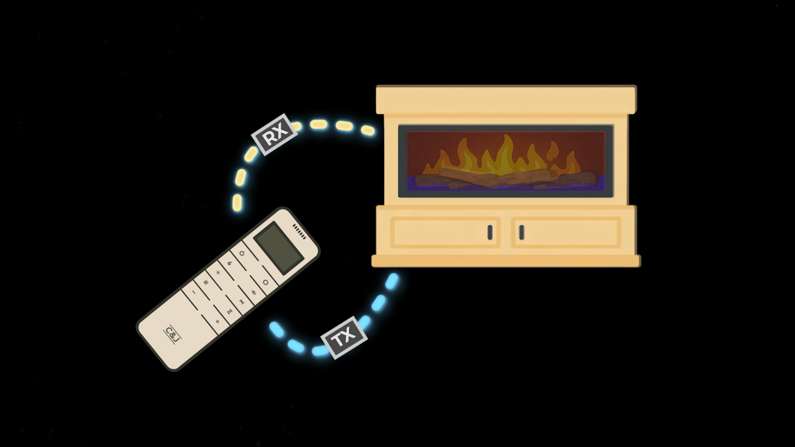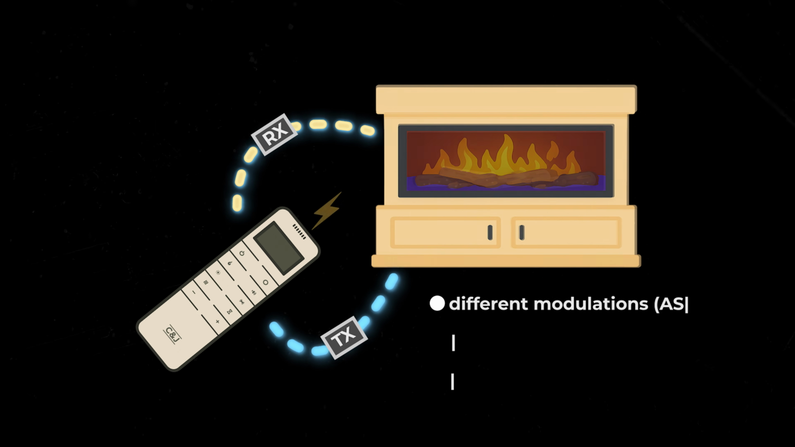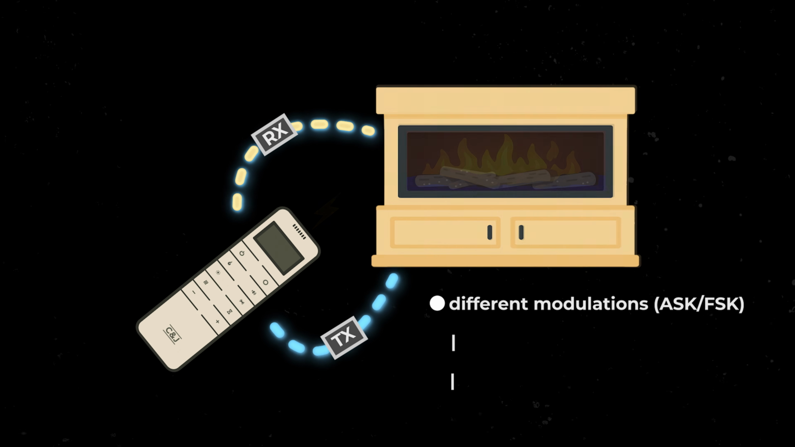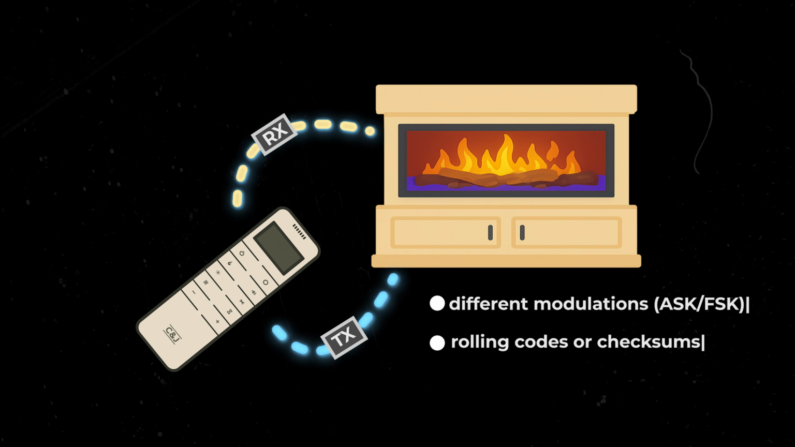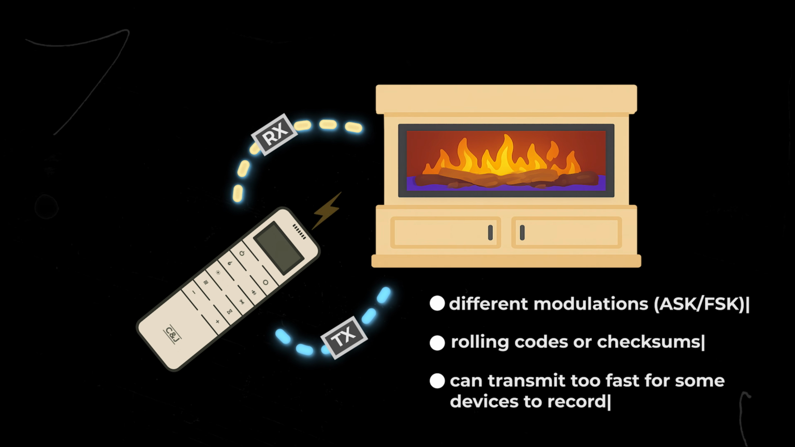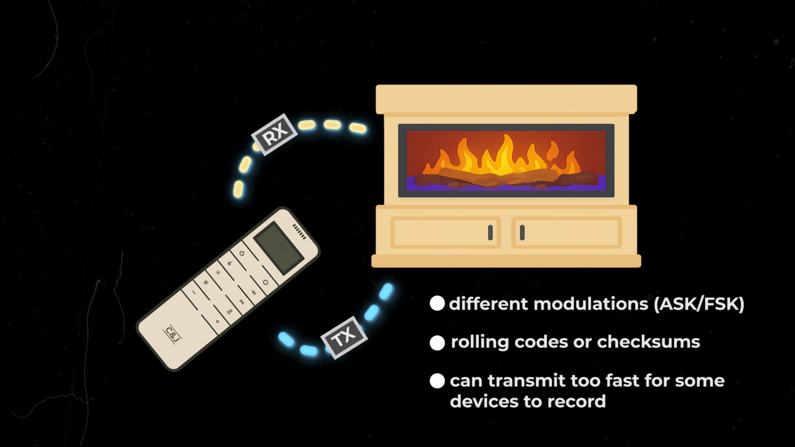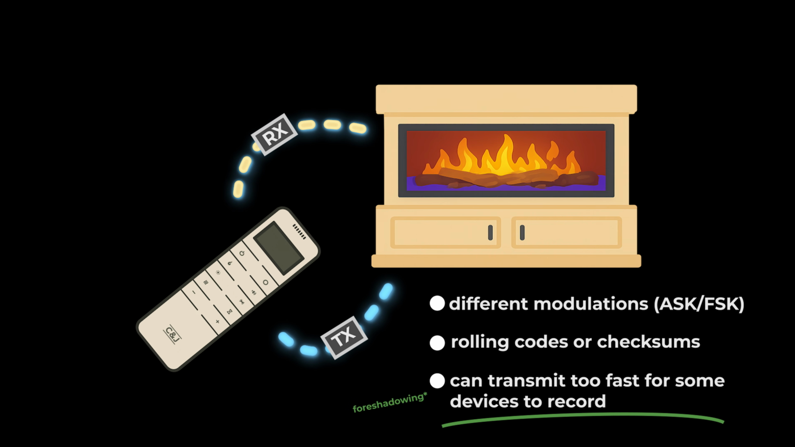Another important difference is that sub-GHz remotes can support two-way communication. Some devices simply send a command and hope for the best, like turn on or turn off. Others send a command and wait for a response, confirming that the device actually received it. This is more secure and of course more reliable, but also much harder to reverse engineer. And at this point, we don't know yet which category this fireplace falls into.